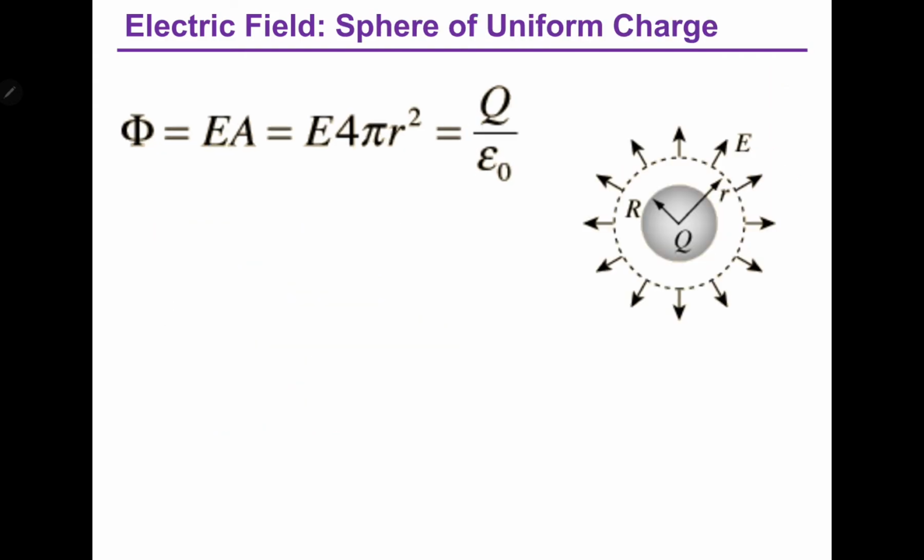Okay, so let's check a few other shapes. We are just checking a few symmetric shapes. This is the electric field of a conducting sphere. Now, a sphere of uniform charge, that is different, right?